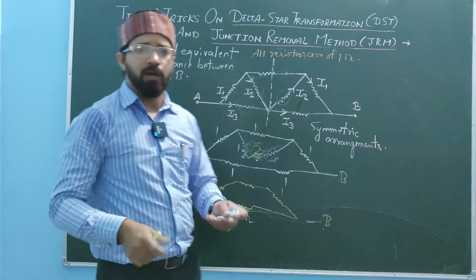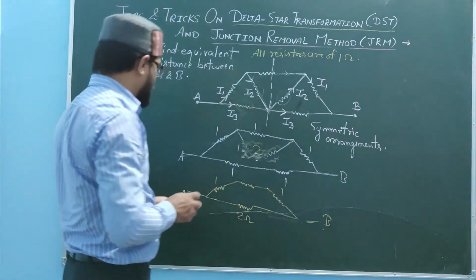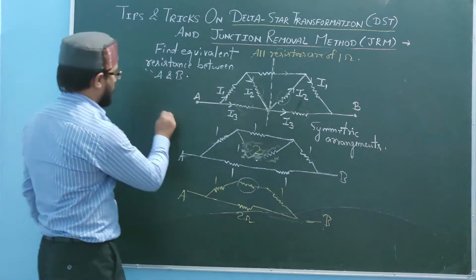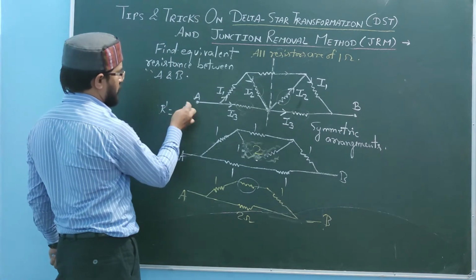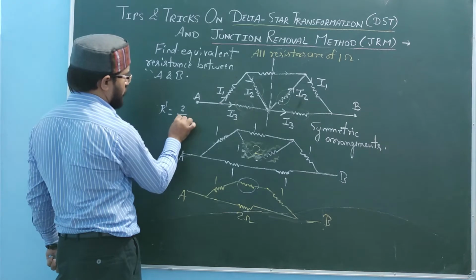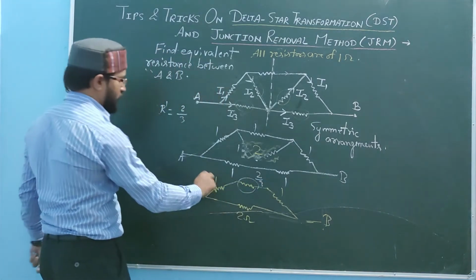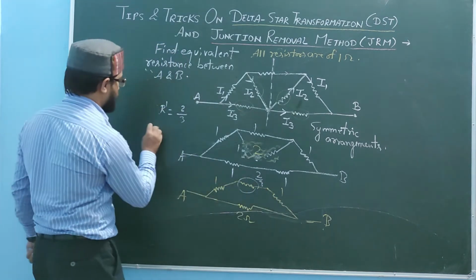Now easily you can solve it. I am just solving it for you. So this section is the parallel of 1 and 2. This would be R dash is equal to multiplication 2, 1, addition 2 plus 1, 3. It is 2 by 3. So 2 by 3, now 1, 2, 3, they are in series combination.